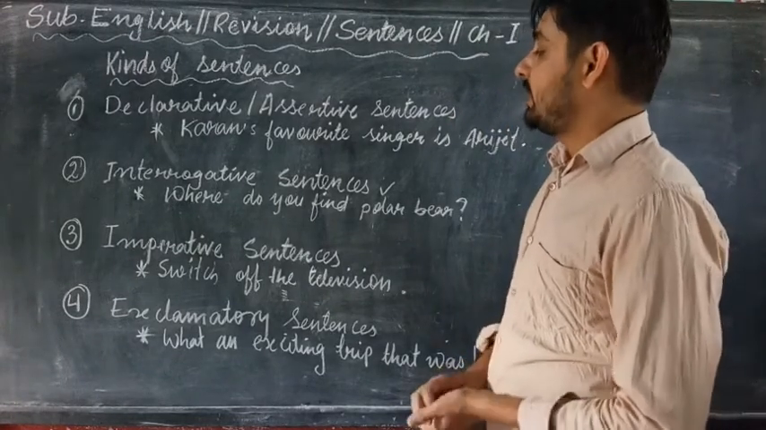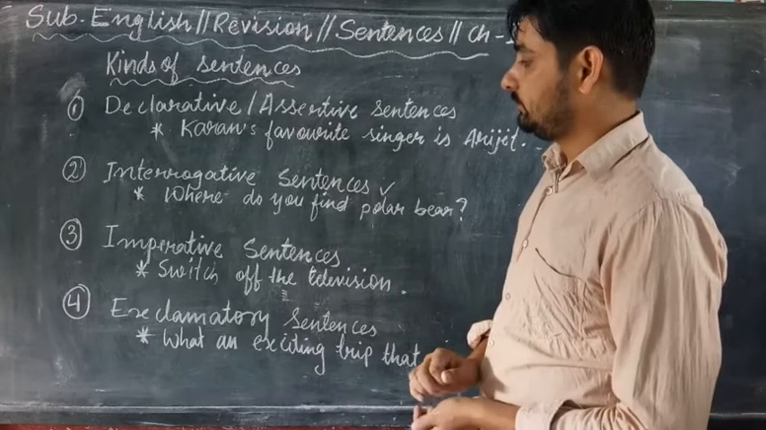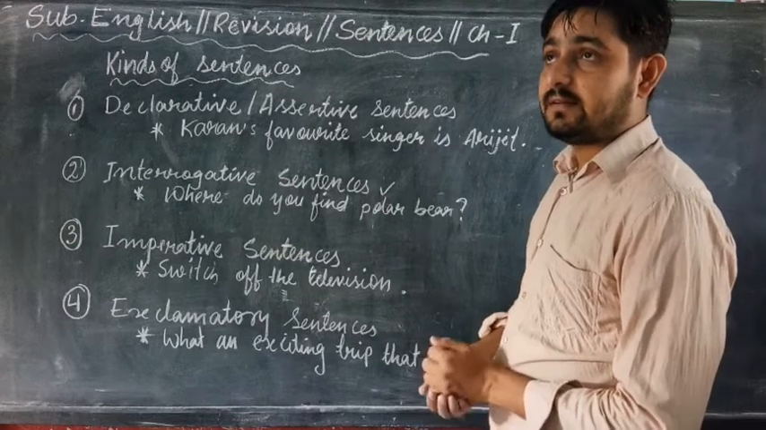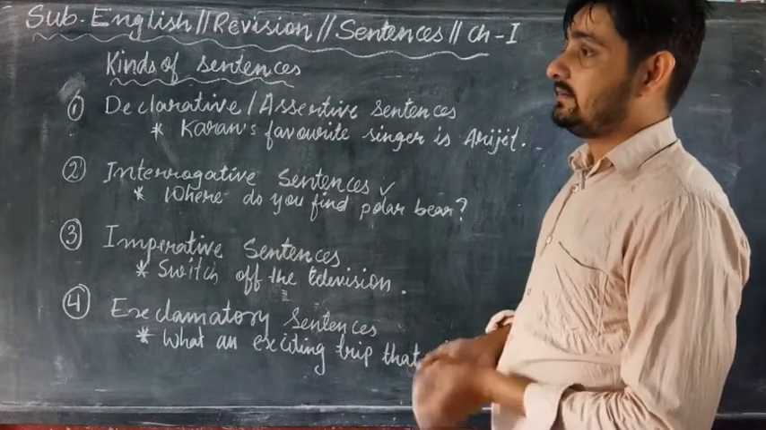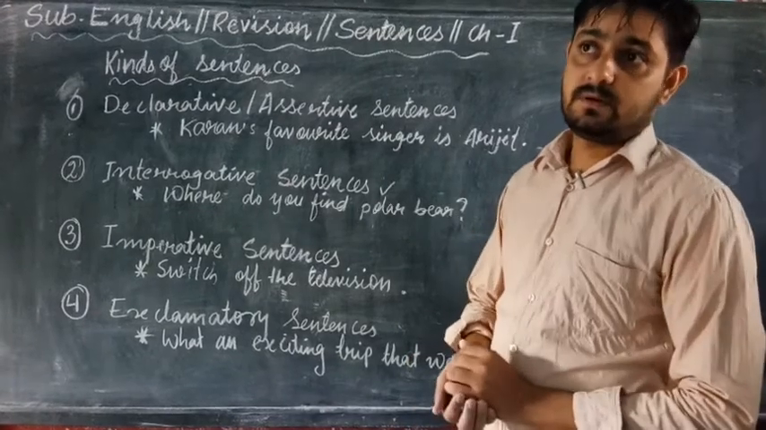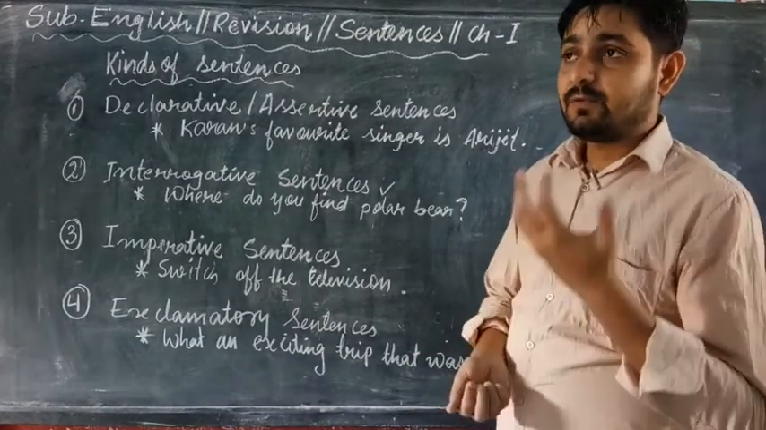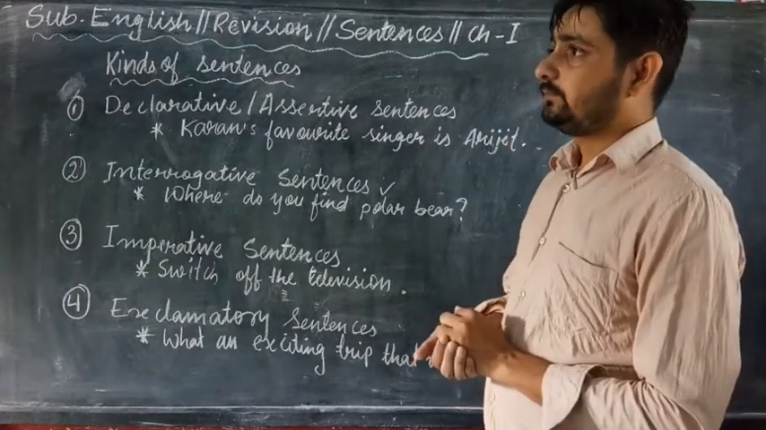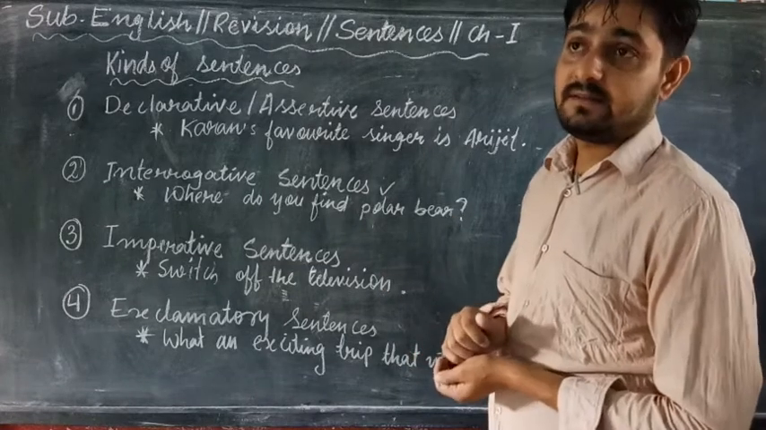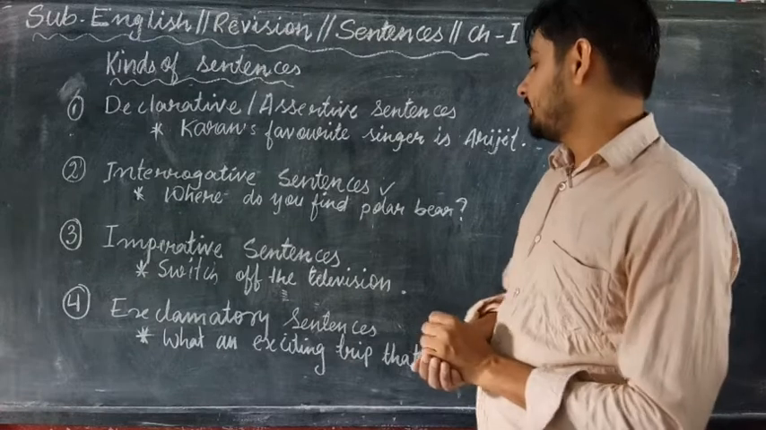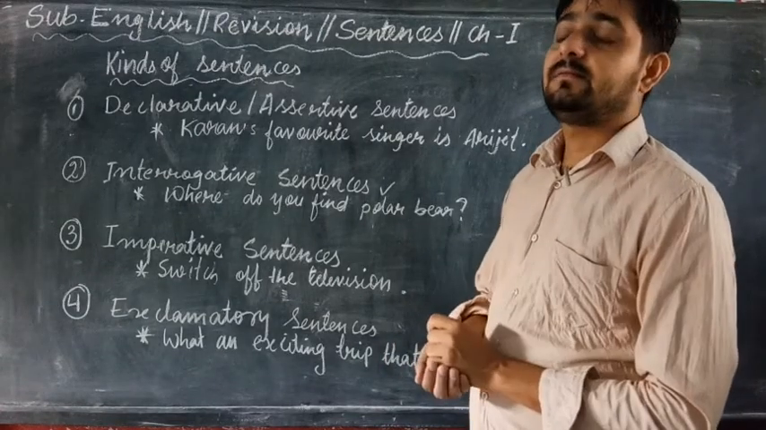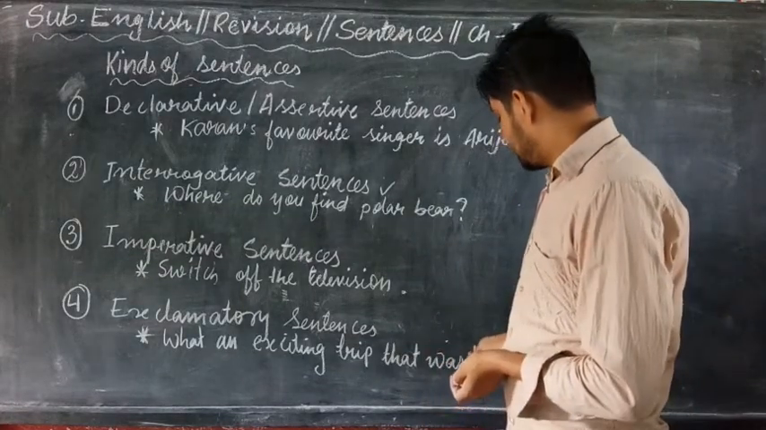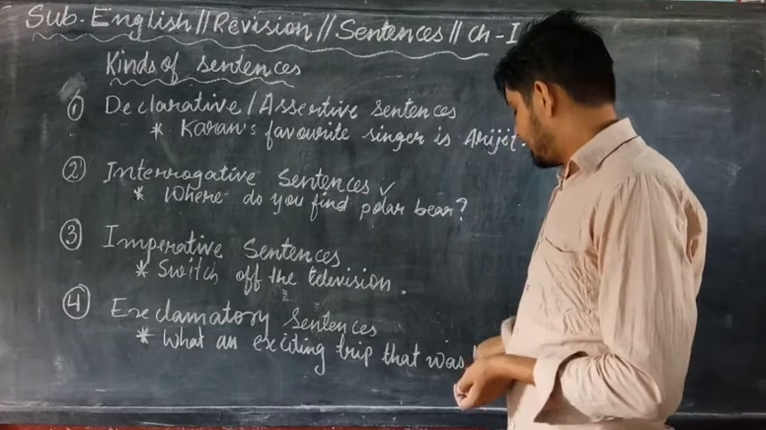Again, the last kind of sentence we have here is the exclamatory sentence. Exclamatory sentences express a sudden and strong emotion. The sentences that express a sudden and strong emotion are called exclamatory sentences. And at the end of these exclamatory sentences, there always comes an exclamation mark. This is called an exclamation mark.